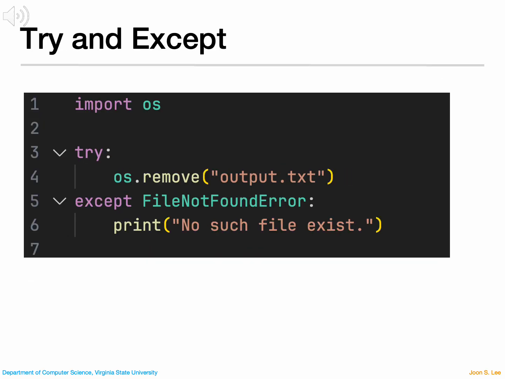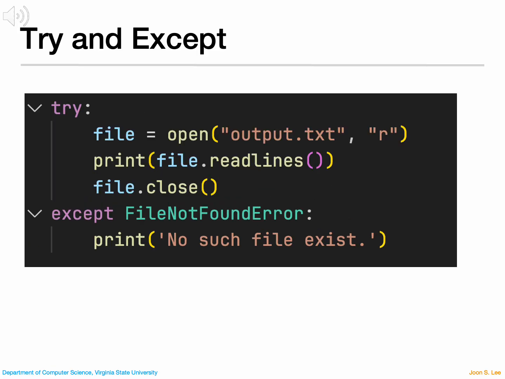This example shows how to handle file-related errors using exception handling. We use a try block to attempt to remove the file. If the file exists, it will be deleted. If the file does not exist, Python raises a file not found error, which is then handled in the except block. Instead of crashing, the program prints a message. This is a more robust way to handle errors compared to manually checking conditions. We will come back to exception handling in more detail later.